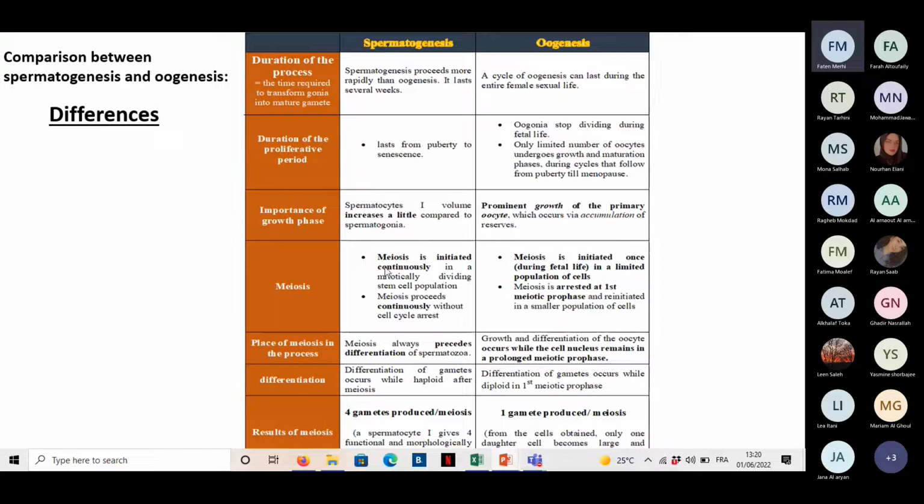So during spermatogenesis, as we have seen, the meiosis is continuously initiated. Since we have spermatogonia, they are dividing, they give primary spermatocytes, and those primary spermatocytes can enter the meiosis without any problem. So we have a continuous meiosis that can happen continuously during the life of a male, and it proceeds continuously without cell cycle arrest.